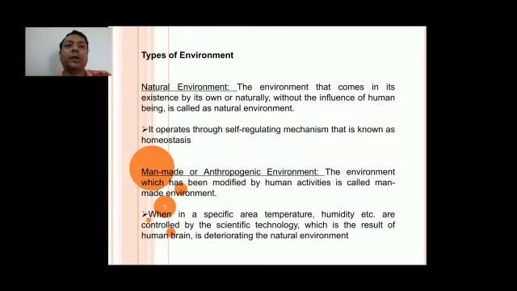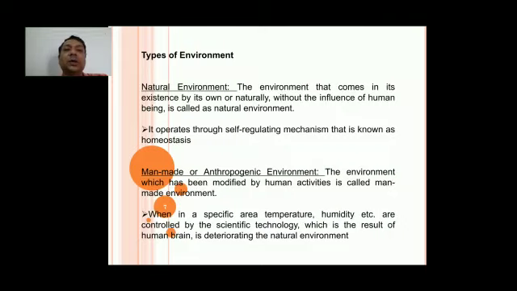Types of environment: natural environment and man-made environment. The natural environment is the environment that comes into existence on its own or naturally, without the influence of human beings. It operates through a self-regulating mechanism that is known as homeostasis. Man-made or anthropogenic environment: the environment which has been modified by human activities is called man-made environment.